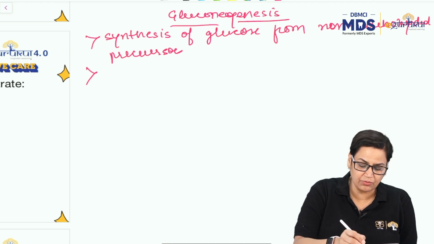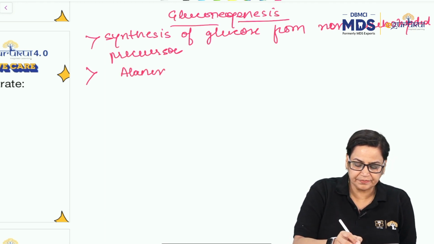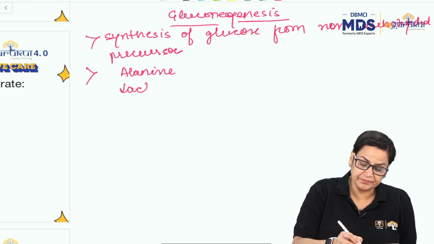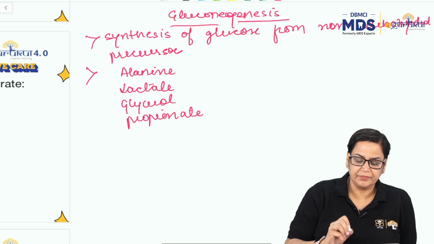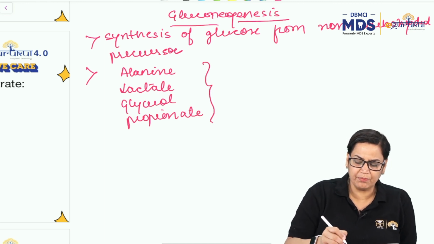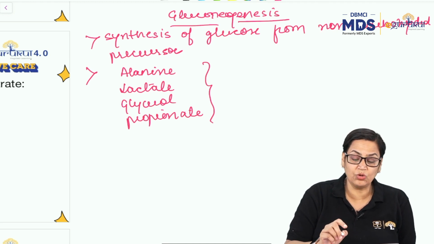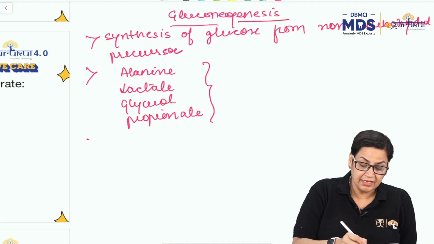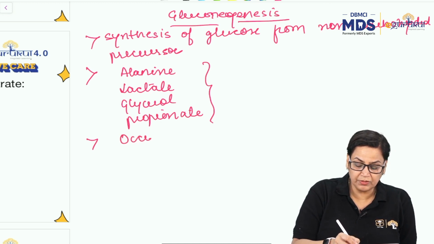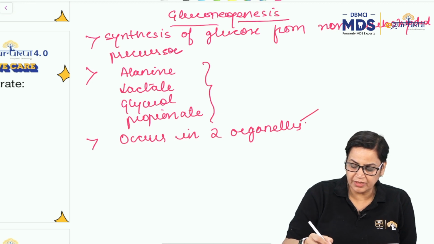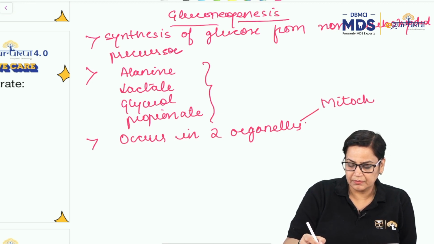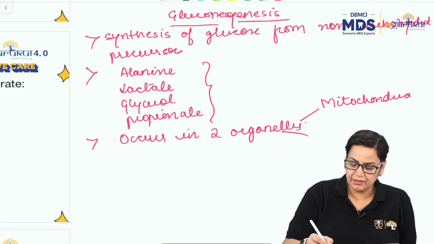Now, what are the other non-carbohydrate precursors? Alanine, lactate, glycerol, propionate. These are the four very, very important non-carbohydrate gluconeogenetic substrates. Then gluconeogenesis occurs in two organelles. कौन कौन से? Mitochondria and cytoplasm.